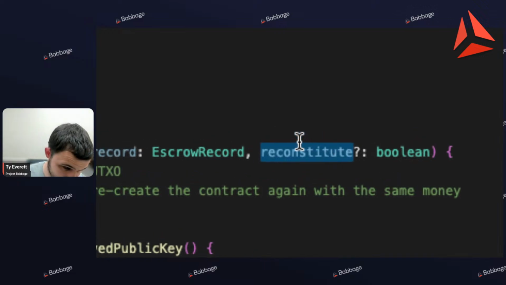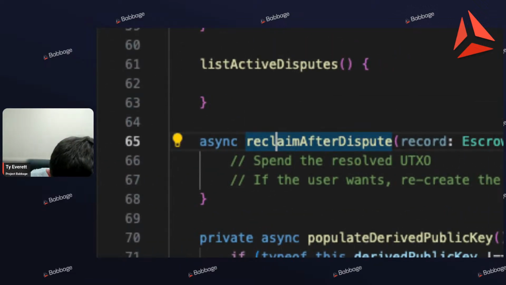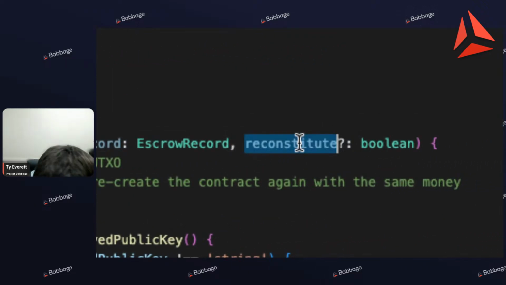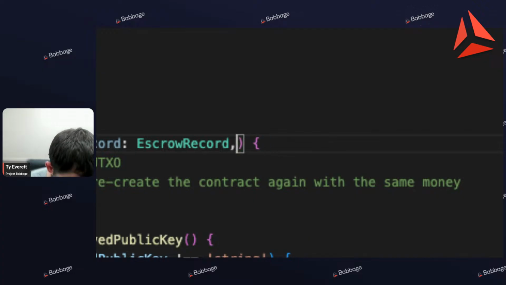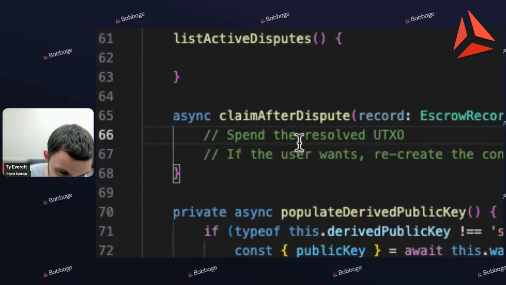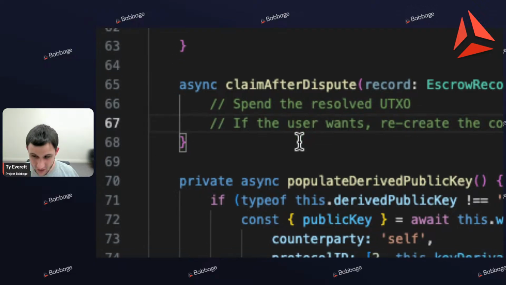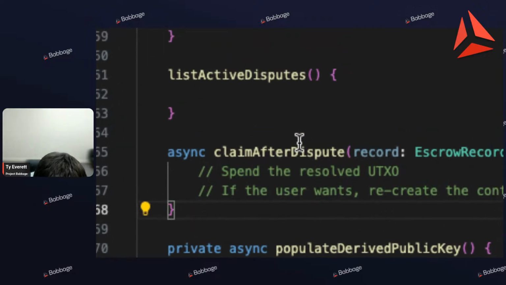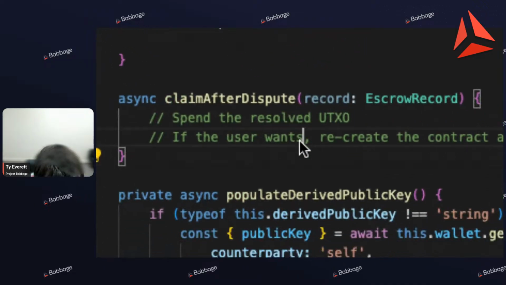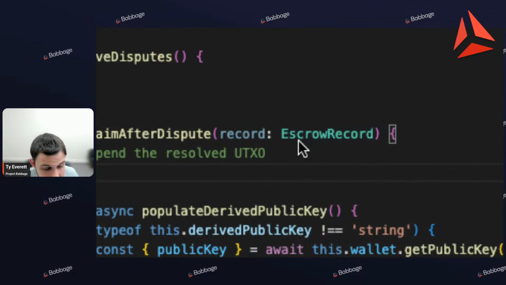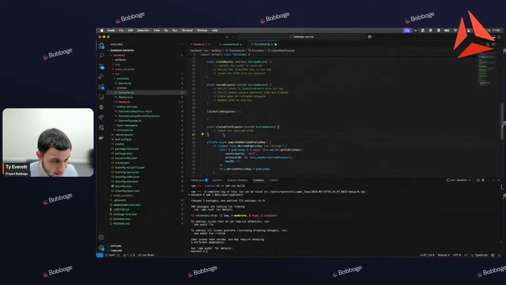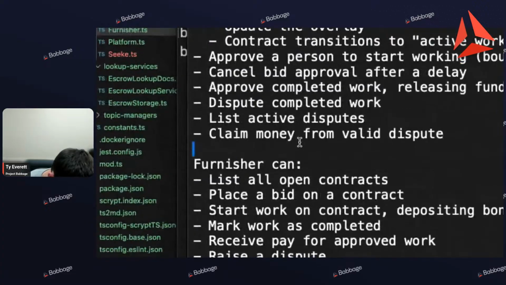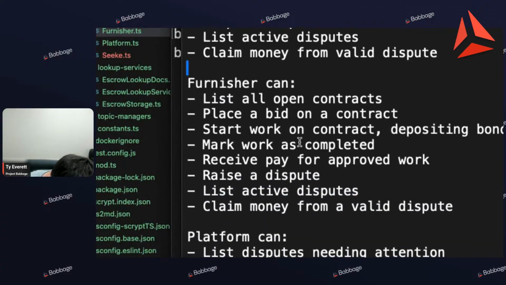And then it doesn't make sense. It's not reclaim, it's just claim after dispute. And there's no concept of reconstitution here. The contract is just settled against the wishes of the, the platform sided with the furnisher in this case. Suspend the resolved UTXO, very simple. And I think that's all the pseudocode for all of the stuff with the furnisher.